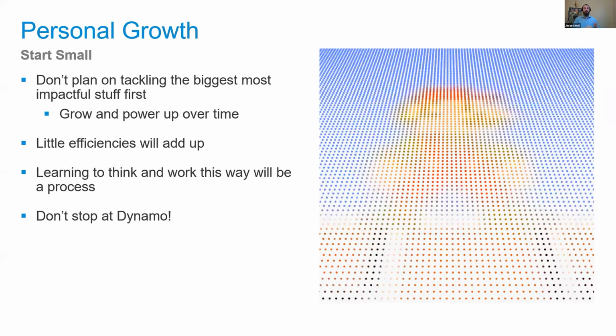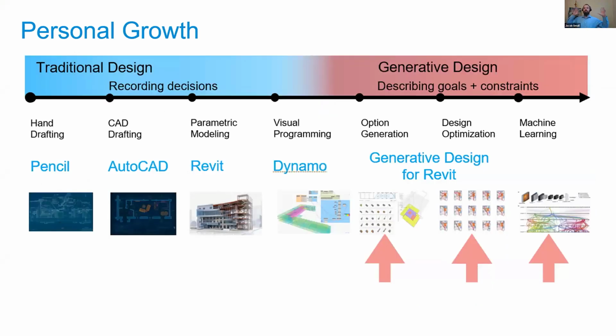If you think about the problems, content, and even the design decisions in terms of how you approach the process differently, you're going to find that you're going to be a more successful designer. One thing also to remember is Dynamo's not going to be the end of your journey, right? So if right now you're doing stuff in AutoCAD or in Revit or even with pencil, where you're doing the traditional design process where you make and record decisions, and you want to someday get into generative design where you're describing goals and constraints, Dynamo is the bridge from the old way of doing things into that new way of doing things.